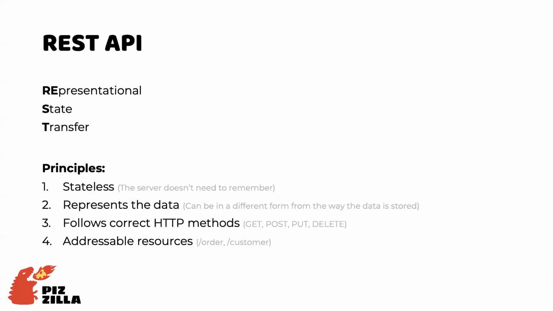Third is that it follows correct HTTP methods, which again, we'll talk about in a second. So like get, post, put, and delete are all different HTTP methods, and it needs to follow those correctly. And then last, there should be addressable resources. So /order will return things about orders, /customer will return things about customers.